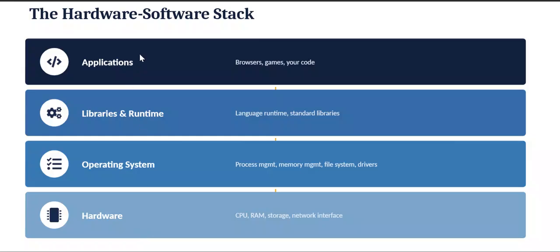So it goes this way. You communicate with the applications as a user. The application sends your actions to the library and runtime. The library and runtime sends those actions to the operating system, and the operating system communicates directly with the hardware, which is the CPU, the RAM, the storage, and the network interface.